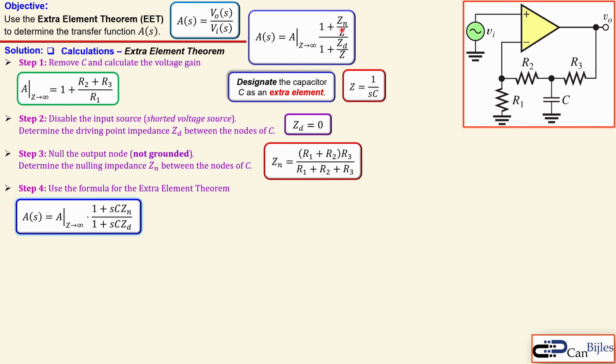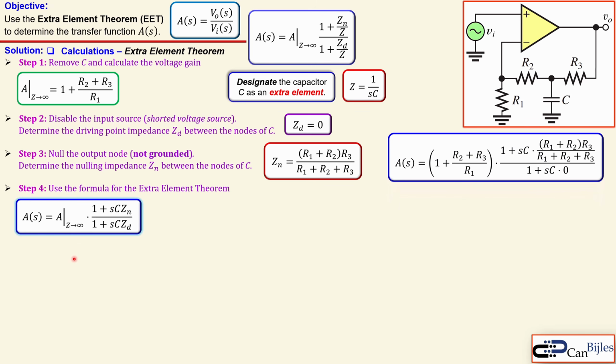Now you see here the 1 over Z, which is now substituted from here, which is then SC. That's the only change we have made here. And we can now substitute Zn, Zd, and A for the condition where Z is approaching infinity. Now you see this part is coming from here, so 1 plus R2 plus R3 over R1. That's this one. You have here 1 plus SC times the Zn, which is actually shown here. And you have also 1 plus SC times 0, which is Zd.